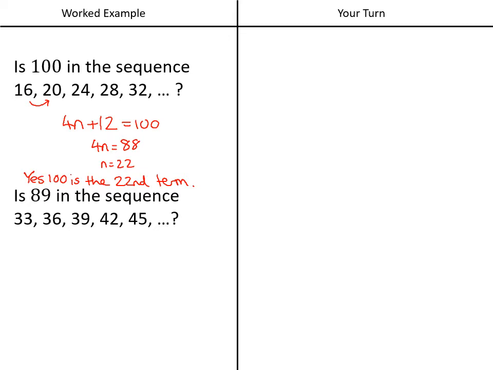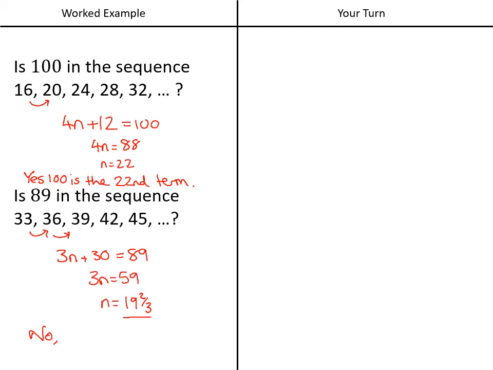Is 89 in the sequence? So next question. Here I'm adding 3 each time, so I've got the sequence 3n plus 30. And I want to see if there's an integer value for n that gives me 89. So subtract 30, I get 3n is 59. Divide that by 3, and I'll get n is, what would that be? 19 and 2/3. So no is the answer to that one. The 19th term would be less than 89.